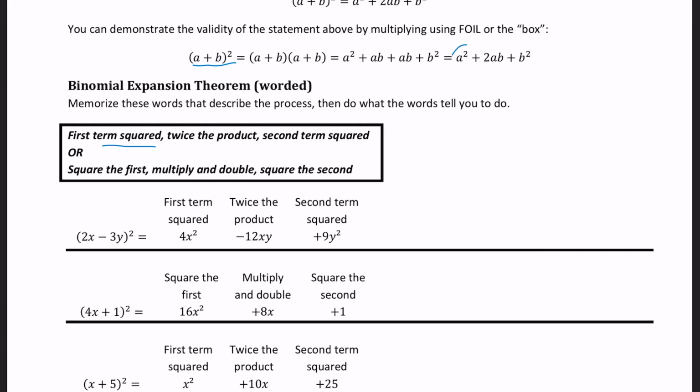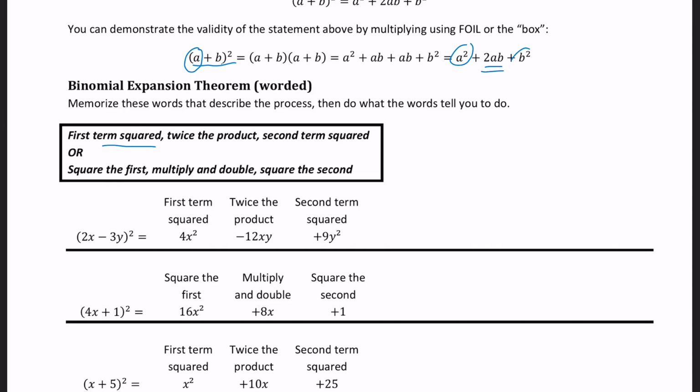So the first term of the answer over here is the first term that was in the binomial that was squared. Some people say square the first instead of first term squared. Then the second term of the answer, the trinomial, is the product of the two things inside the binomial, a times b, that has been doubled. Some people say twice the product. You can also say it's multiply and double. So this is an abbreviated shortcut, but it helps you keep the process straight.